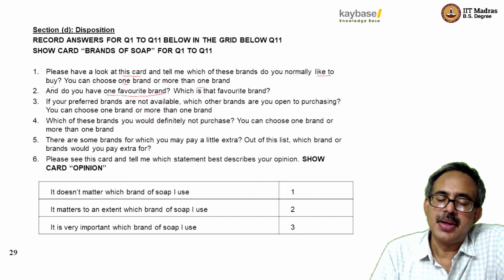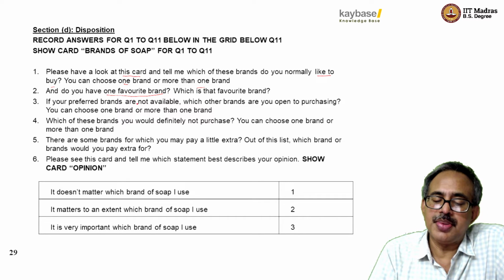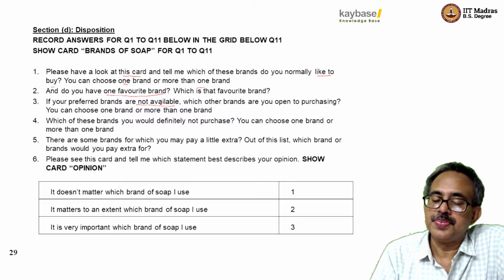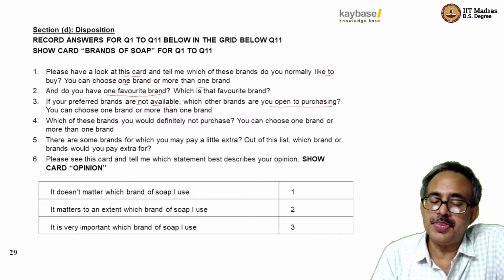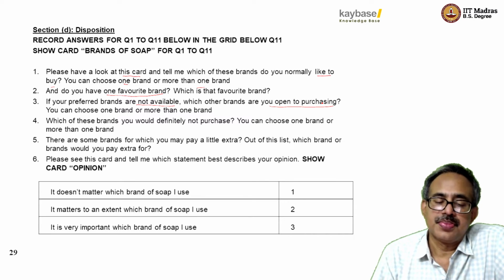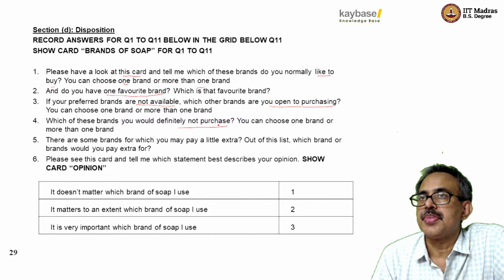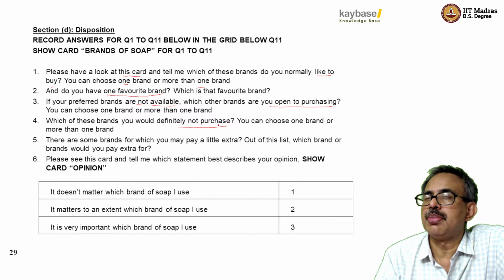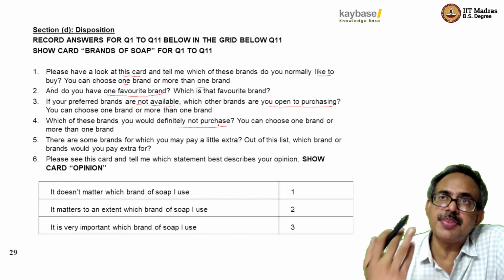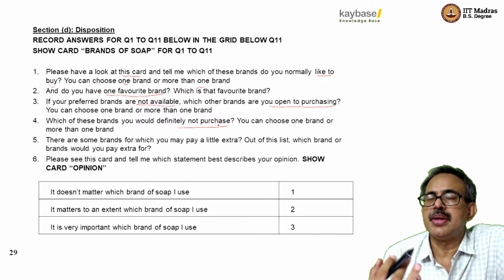Now, if your preferred brands, the brands that you like, are not available, which other brands are you open to purchasing? Which of the soaps will you definitely not purchase? Meaning, which ones will you reject? Okay, the moment we talked about any brand which has more than 20% rejection in a category, it is in trouble.